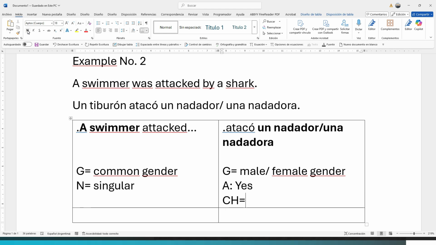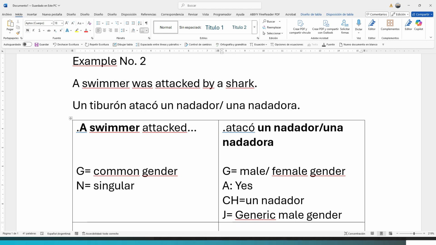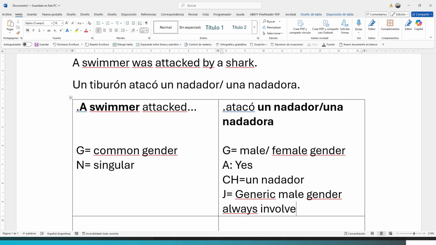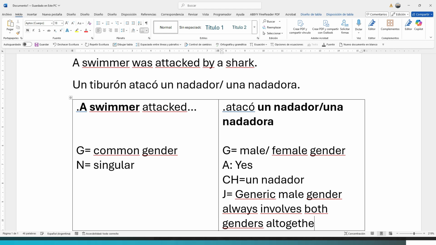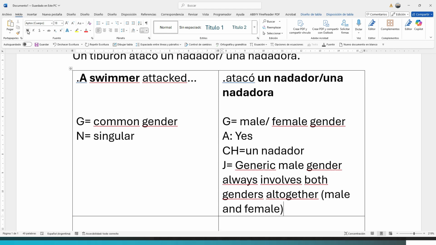Yes. How would you choose, or what would you choose? The male or the female gender? In this case, we are going to choose un nadador, the male gender. And why? Because generic male gender always involves both genders all together. The male, male and female. And that's it.